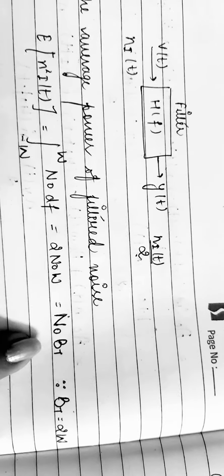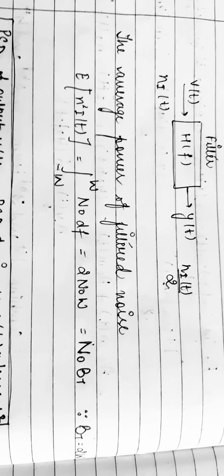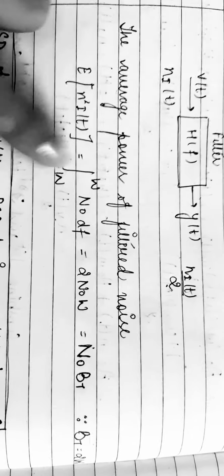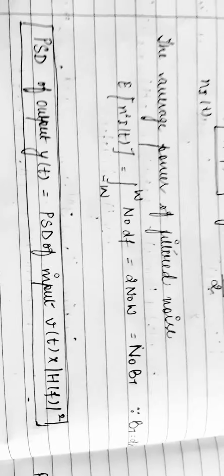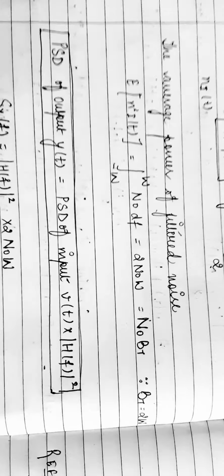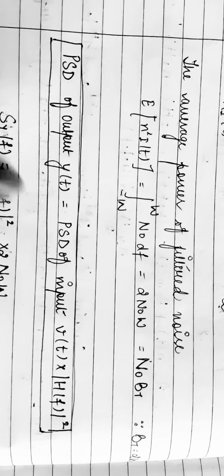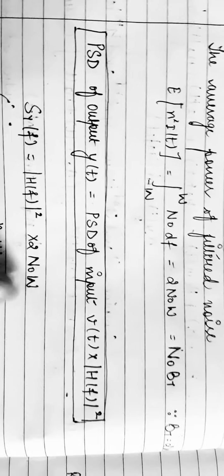Now since we know that the double sideband suppressed carrier has a transmission bandwidth of twice W, we use the limits minus W to W. Here we will use a formula to calculate the power spectral density of the output y(t), which equals the power spectral density of the input v(t) multiplied by the modulus square of the frequency response, |H(f)|². So at the output we get |H(f)|² into 2 N naught W.